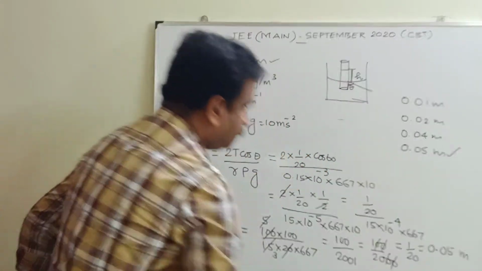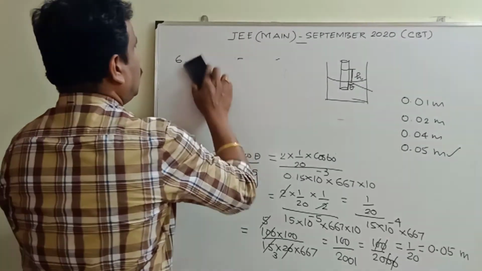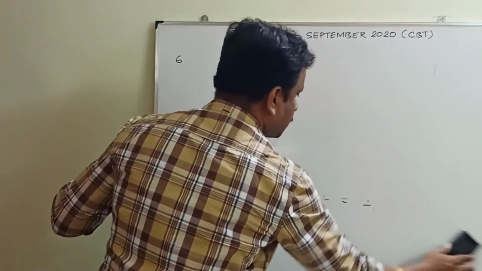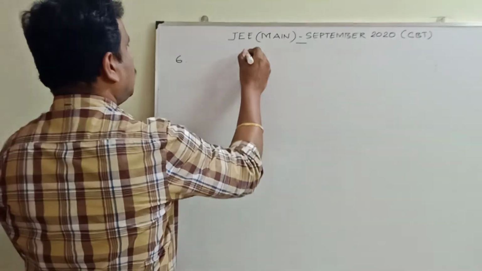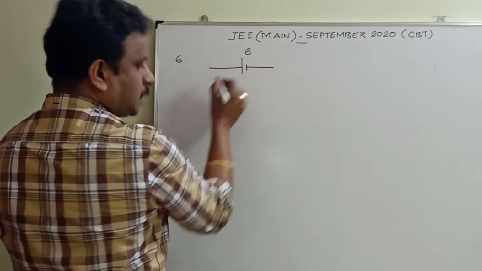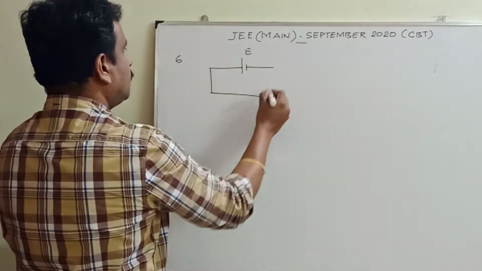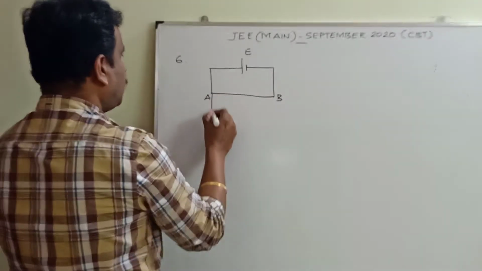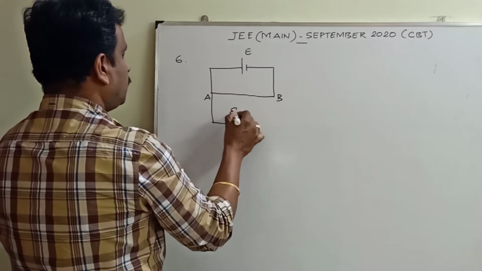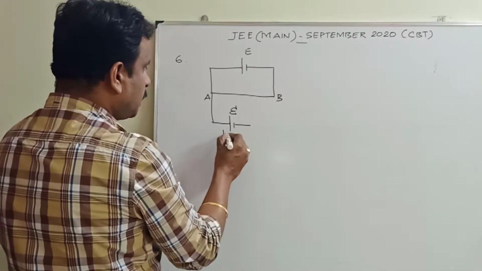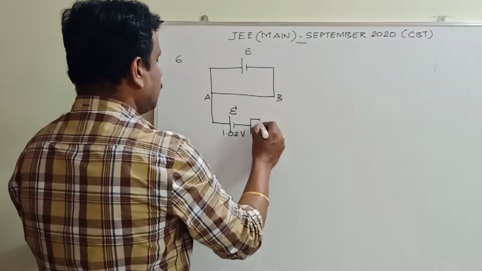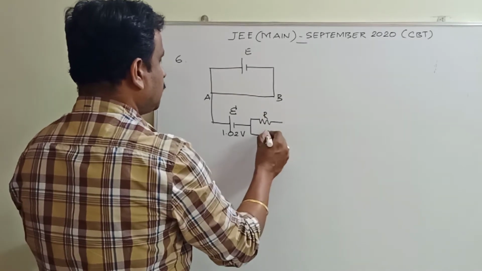So in this problem, an electrical circuit is given, a potentiometer circuit is given. So we have a battery, its EMF is E, which is connected to a potentiometer wire AB. So AB is potentiometer wire, and from the point A we have an EMF epsilon, whose value is given as 1.02 volt. And we have another resistor, external resistance R, and the circuit is open here.